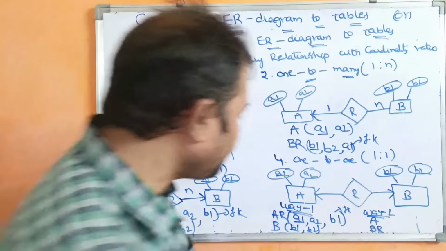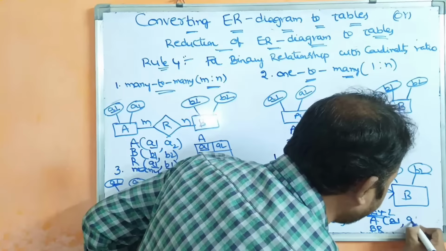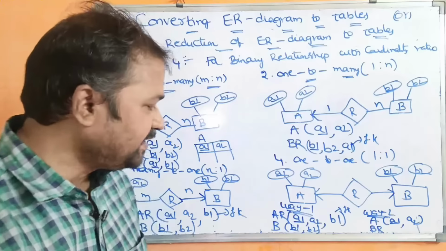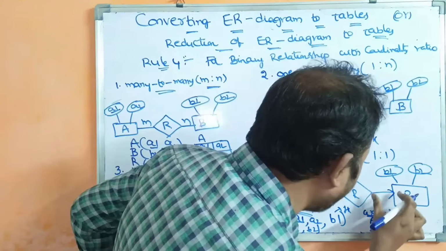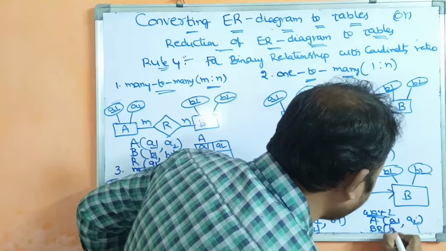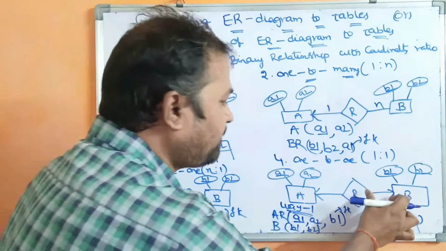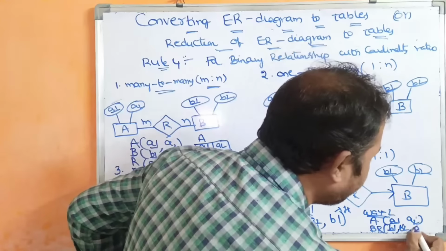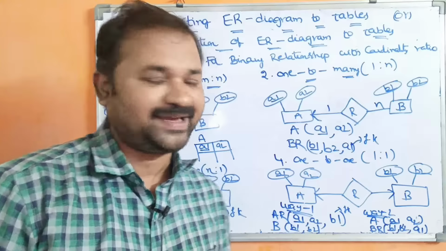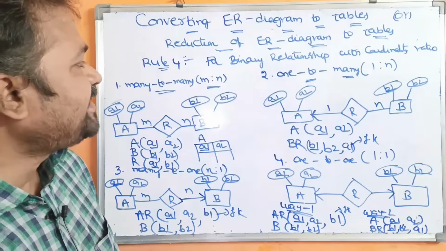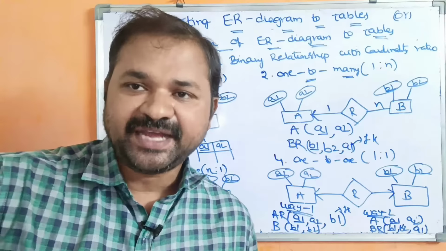And what is the second approach? A is as it is, so the columns are A1, A2. Whereas B is BR, so we have to combine these 2. The attributes are B1, which is the primary key, and B2. We are combining these 2, so we have to include A1 also. A1 will become the foreign key. So in this way, we can translate a binary relationship with cardinality ratio into tables.